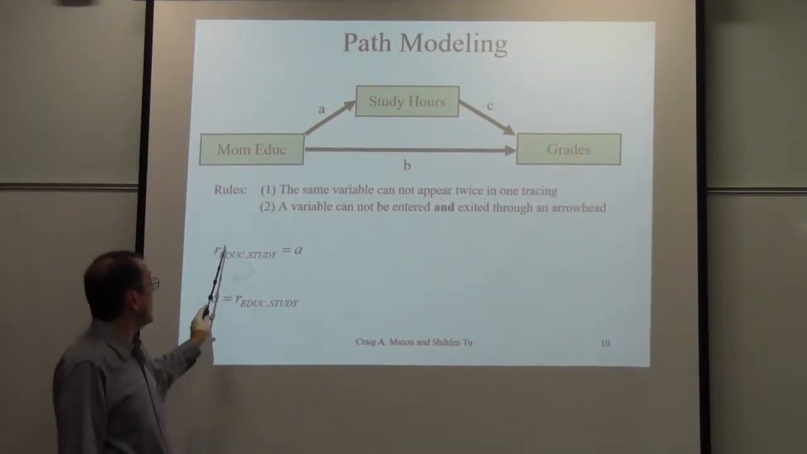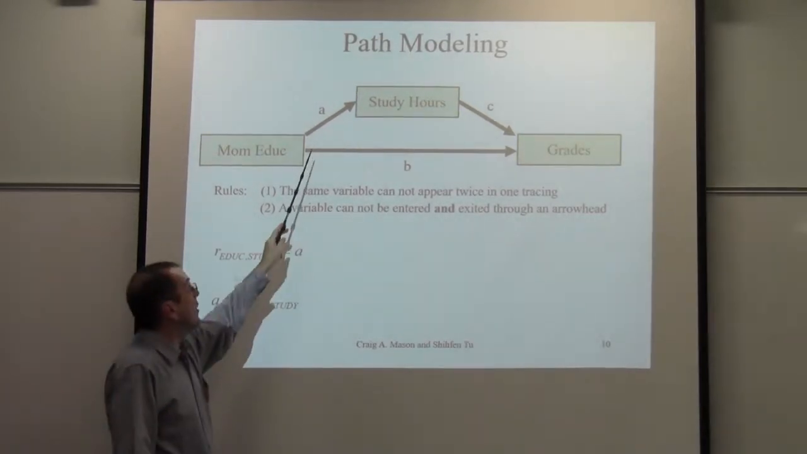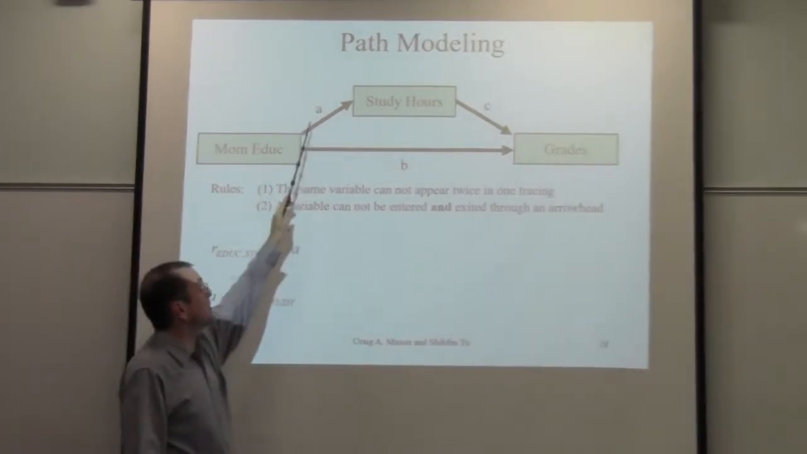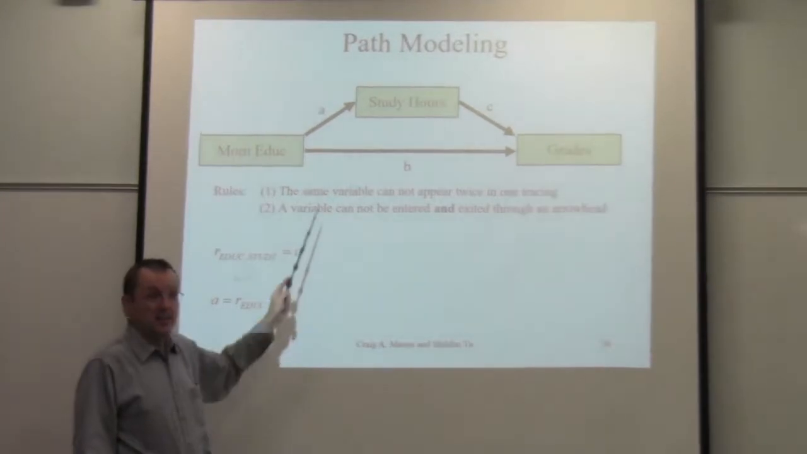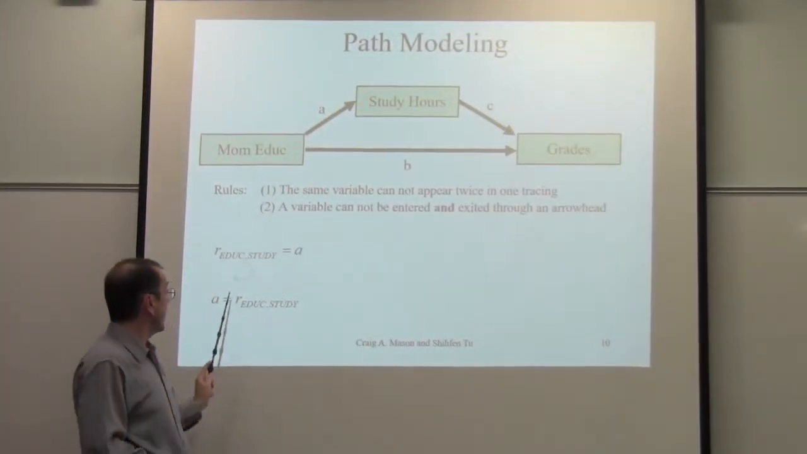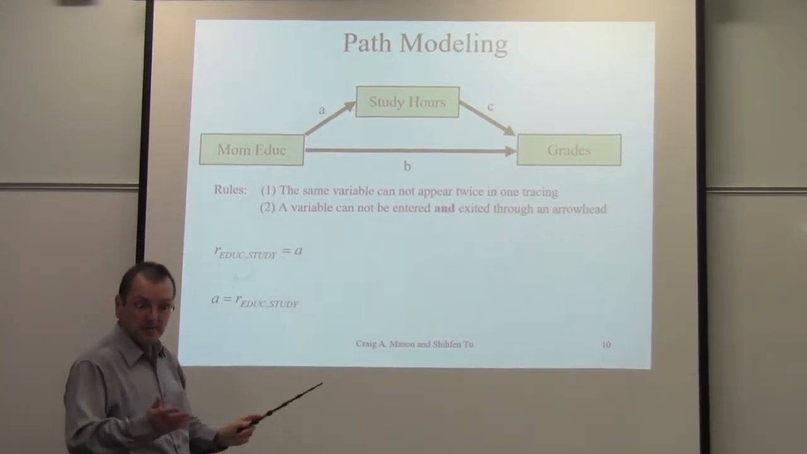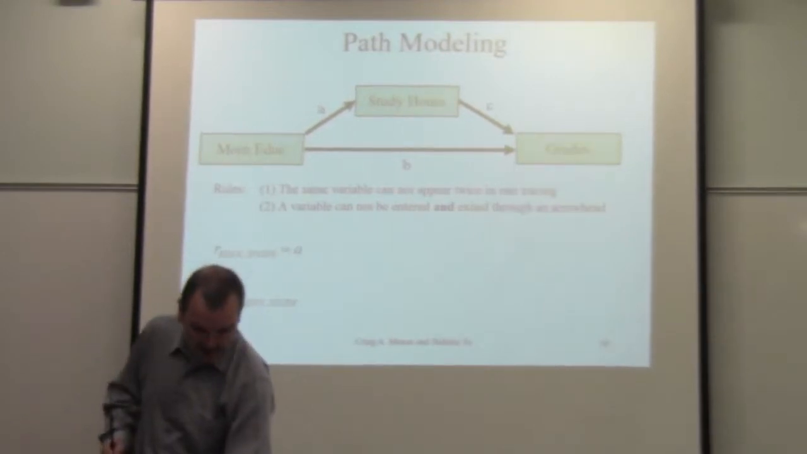So we're left with the correlation between education and study hours is equal to A, or A is equal to that correlation. Well, that's convenient. This path is the correlation between the two. So A is equal to the correlation between education and study hours. Maybe our luck will continue.